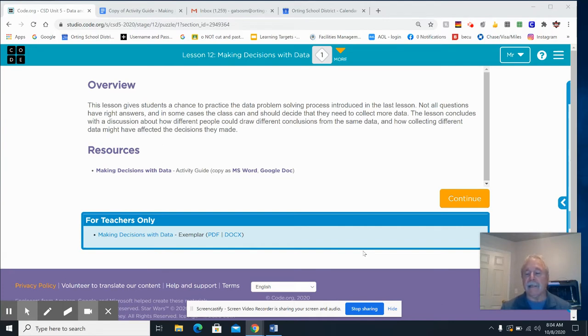Today, we're going to be talking about making decisions with data. How do we make decisions in society today? We base it on what we see in front of us, the data we're given, the information we're given, or just what we see. So let's get started on it.